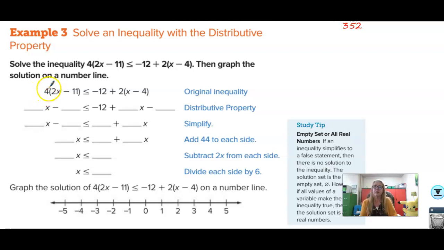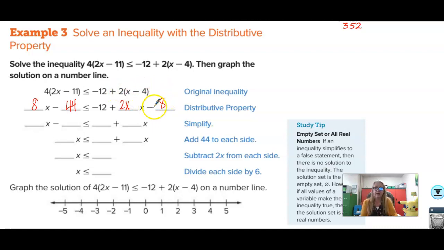All right, so here's a big old inequality. We're going to distribute the 4. 4 times 2x is 8x. 4 times negative 11 is negative 44. On the other side, we're going to be distributing a positive 2. Positive 2 times x is positive 2x, and positive 2 times negative 4 is negative 8.